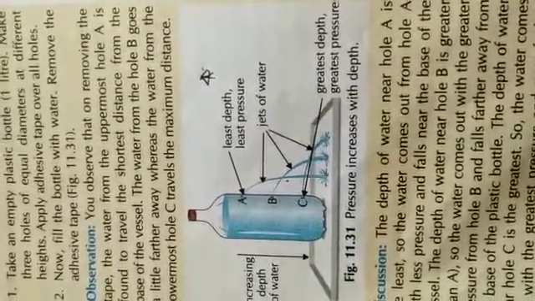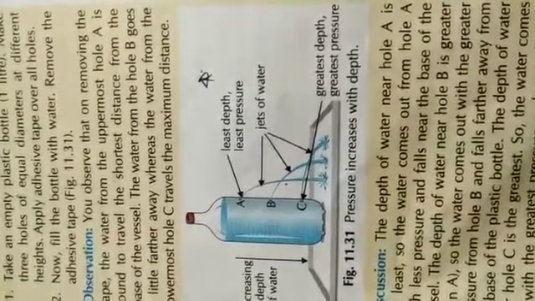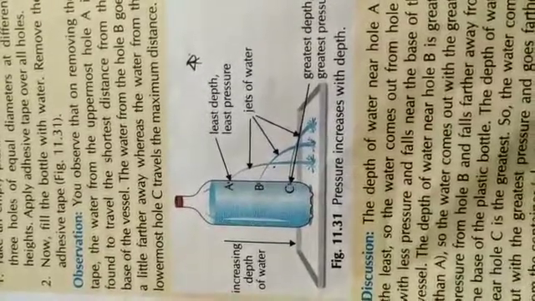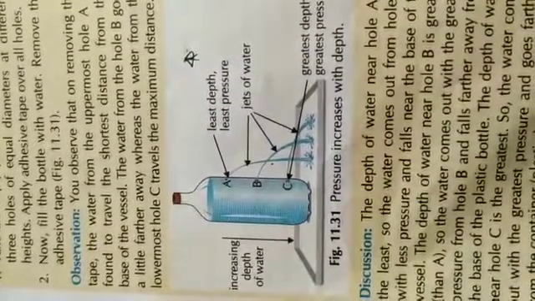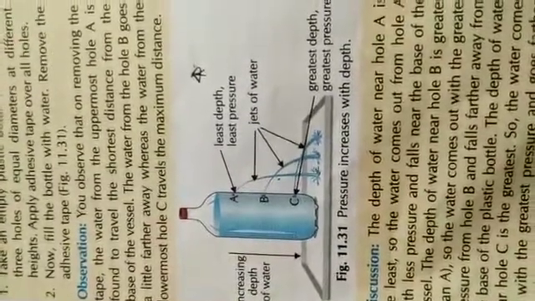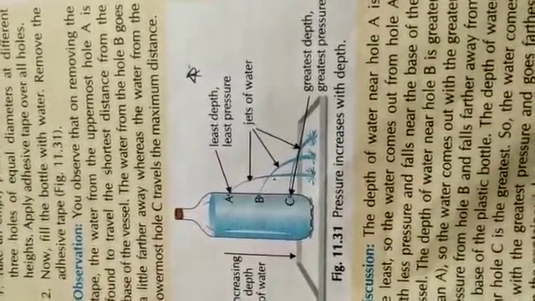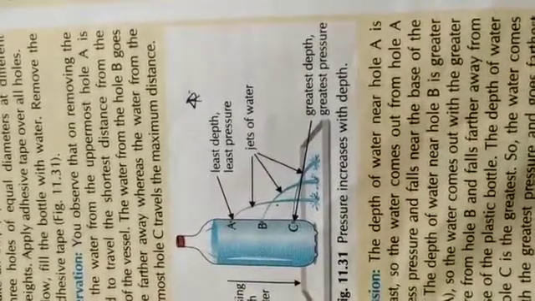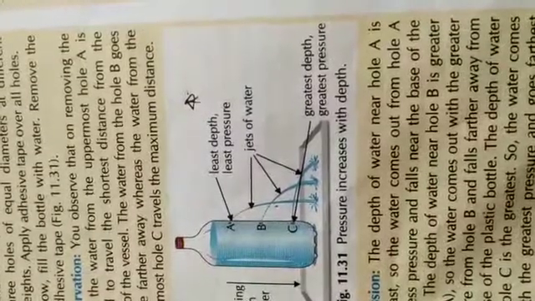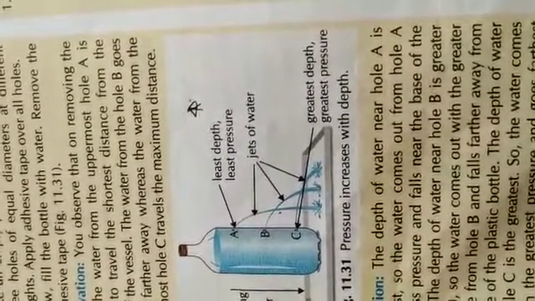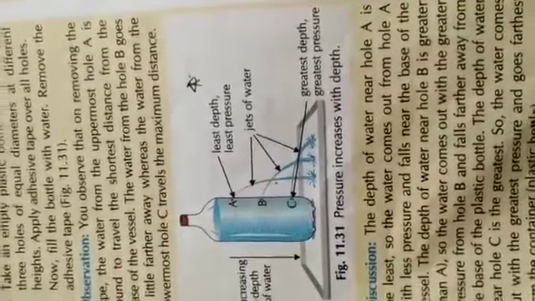You observe that on removing the tape, the water from the uppermost hole, that is A, travels the shortest distance from the base. This water falls very close. Then from the second hole, hole B, the water flows a little farther away. Then when you see hole C, you find that it travels the maximum distance. You can try this activity at home also.